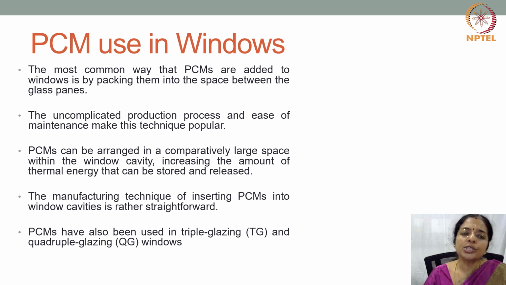The most common way that PCMs are added to windows is by packing them into the space between glass panes. The uncomplicated production process and ease of maintenance make this technique very popular. PCMs can be arranged in a comparatively large space within the window cavity, increasing the amount of thermal energy that can be stored and released. The manufacturing technique of inserting PCMs into window cavities is rather straightforward.